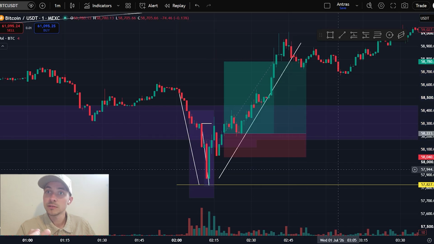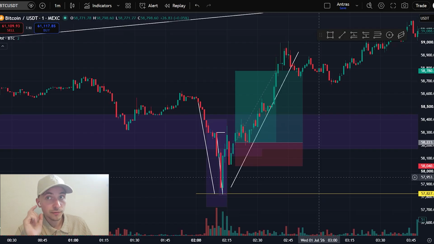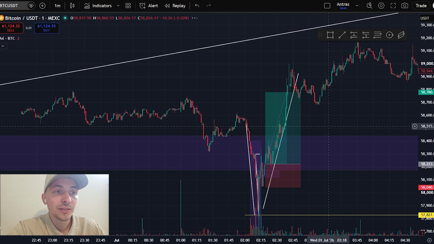Take out half of my volume. The other half of the volume, yeah, we had the inducement, we have a liquidity grab. So what do we expect? We expect that institutions are gonna continue to feed the market with a lot of volume and the price going up. So the next trade could be for the top.